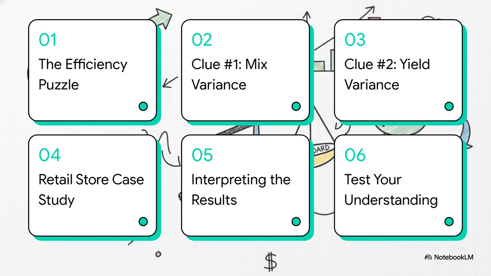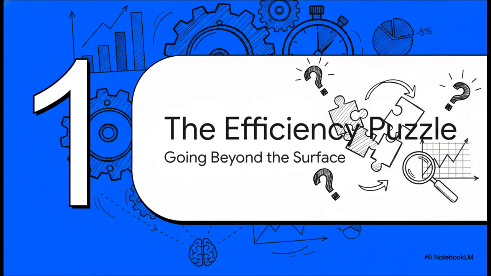We'll start with the puzzle itself, then find our two big clues, the mix variance and the yield variance. Then we'll see how they work in a real-world case, figure out what the evidence means, and wrap it up by testing our new detective skills. All right, let's set the scene.